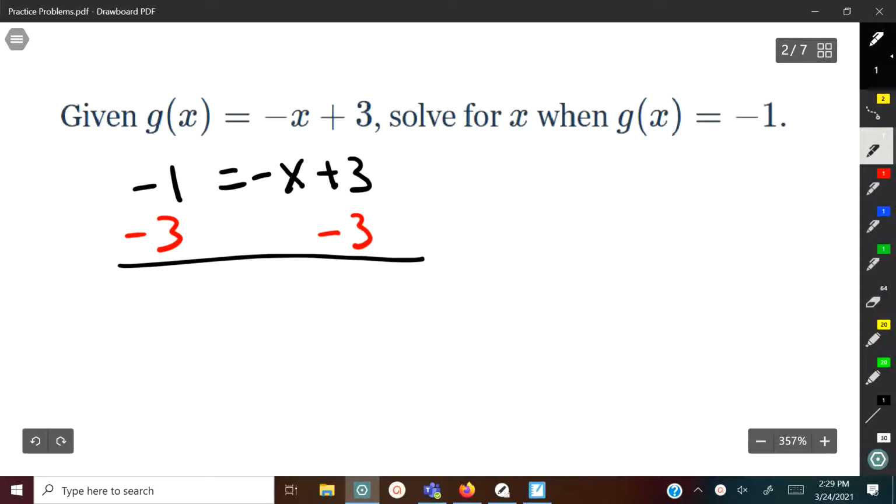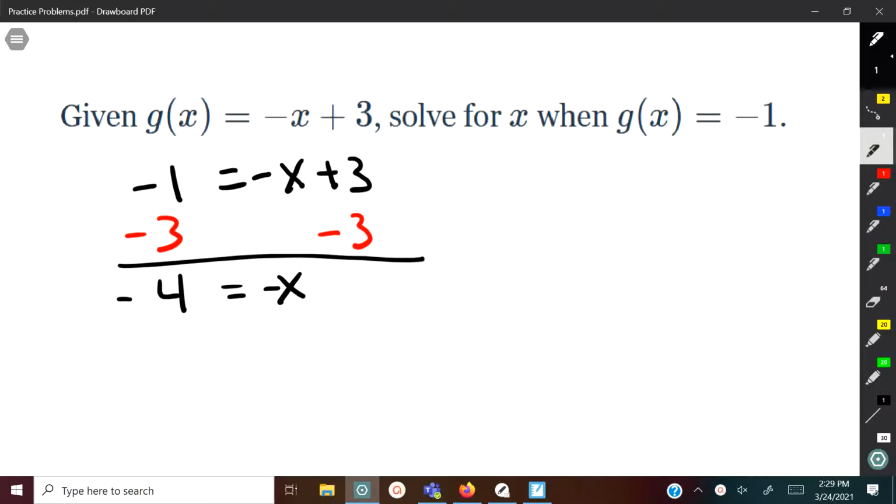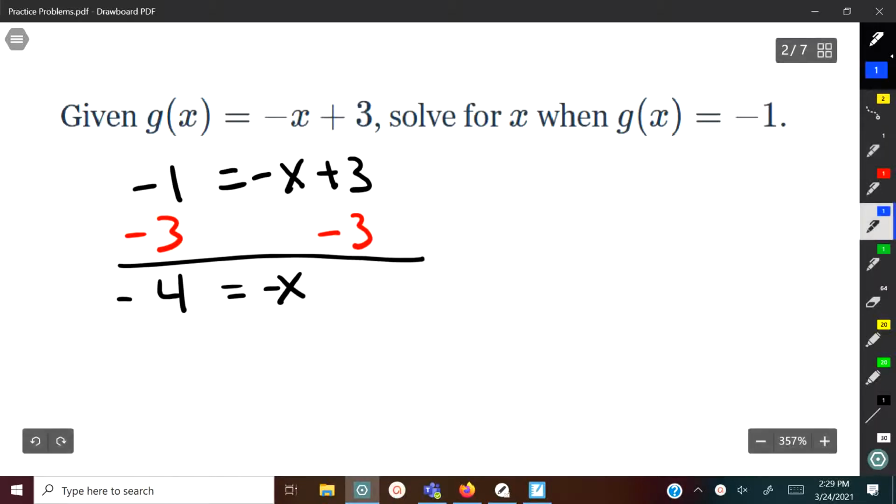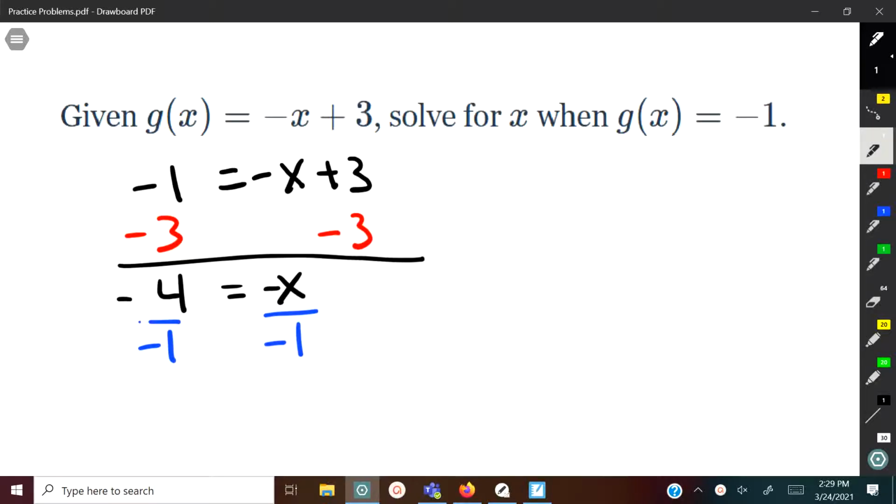Same sign, you get the sum. Negative and negative, same sign. 1 plus 3 is 4. You got -4. And then you're going to bring down, you get 0 here, and you bring down this -x. And now we're going to divide by that understood 1, -1 here. And negative divided by a negative is a positive. 4 divided by 1 is 4.